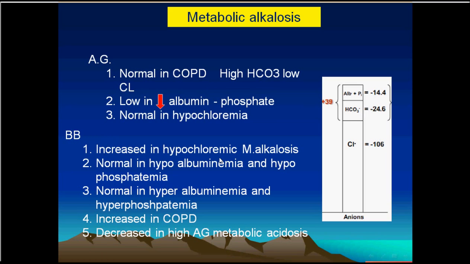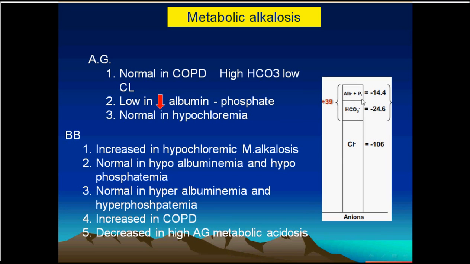Buffer base, this is increased in hypochloremic metabolic alkalosis. And buffer base is a summation of the two, bicarbonate plus total weak acids. So it is increased in hypochloremic metabolic alkalosis. Hypochloremia is associated with an increase in the bicarbonate, and so the buffer base will increase.